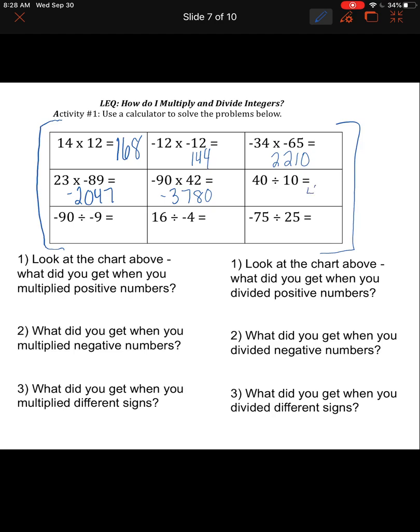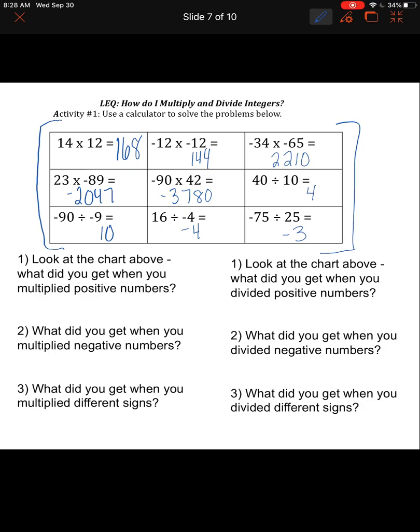Dividing, 40 divided by 10 gives you 4. Negative 90 divided by negative 9 gives you positive 10. 16 divided by negative 4 gives you negative 4. Negative 75 divided by 25 gives you negative 3.